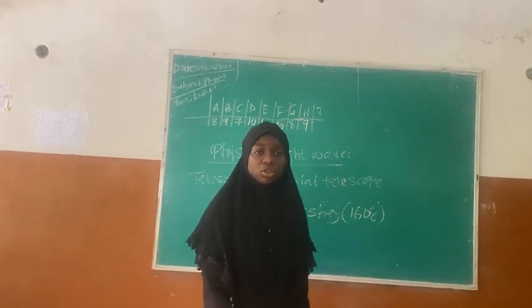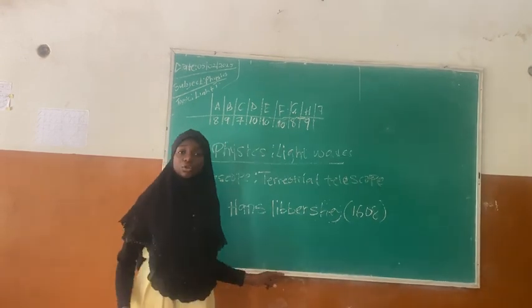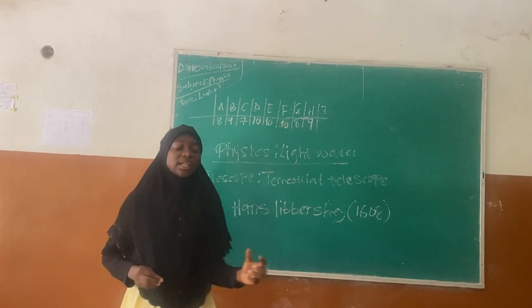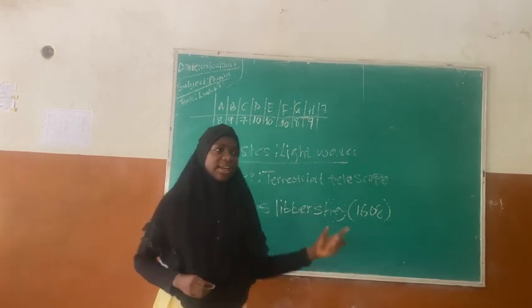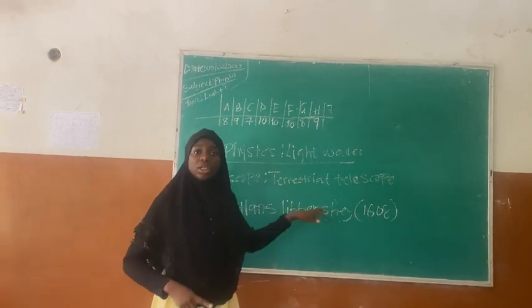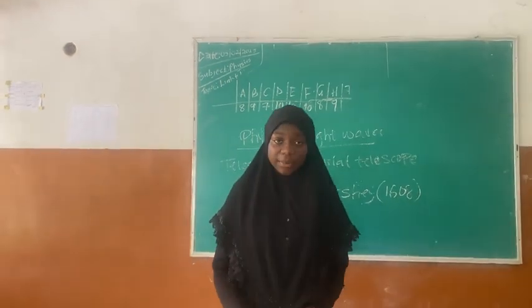Now, we should note something. The reflecting telescope uses mirrors to focus light, and the refracting telescope uses lenses, which means a terrestrial telescope combines the use of both lenses and mirrors in its use.